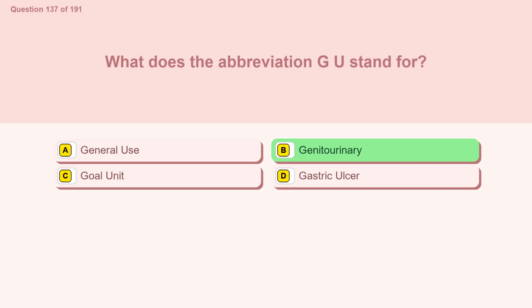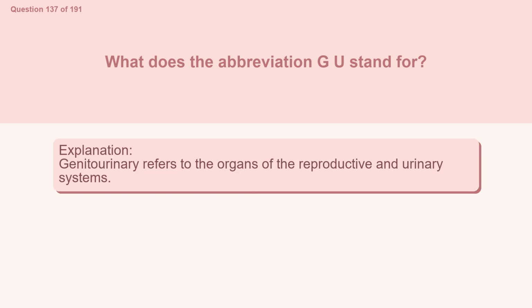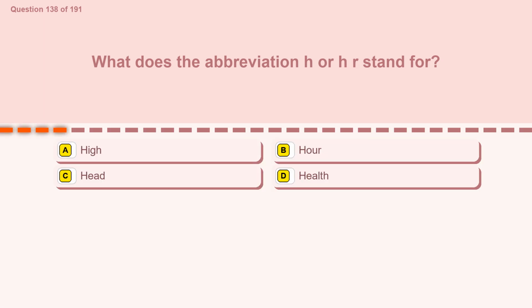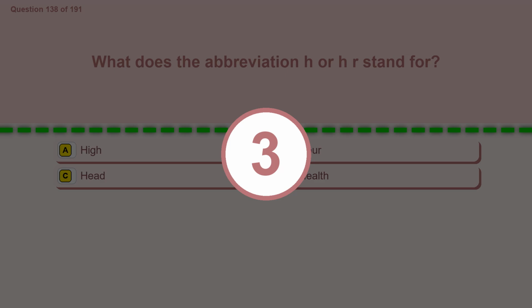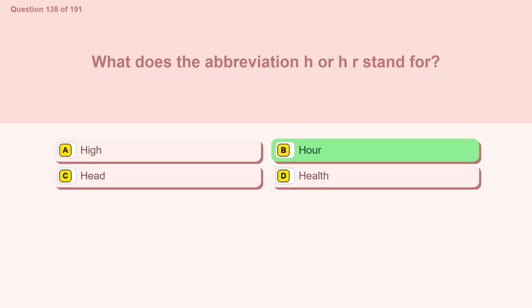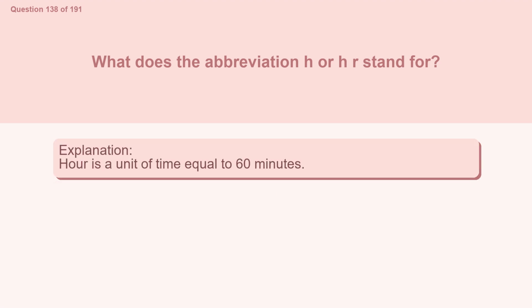The correct answer is option B, genitourinary. Genitourinary refers to the organs of the reproductive and urinary systems. Question 138. What does the abbreviation H or HR stand for? Option A, high. Option B, hour. Option C, head. Option D, health. The correct answer is option B, hour. Hour is a unit of time equal to 60 minutes.